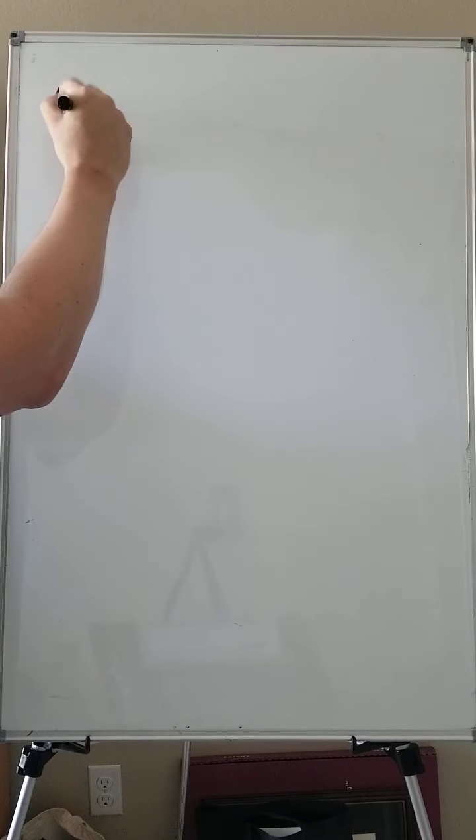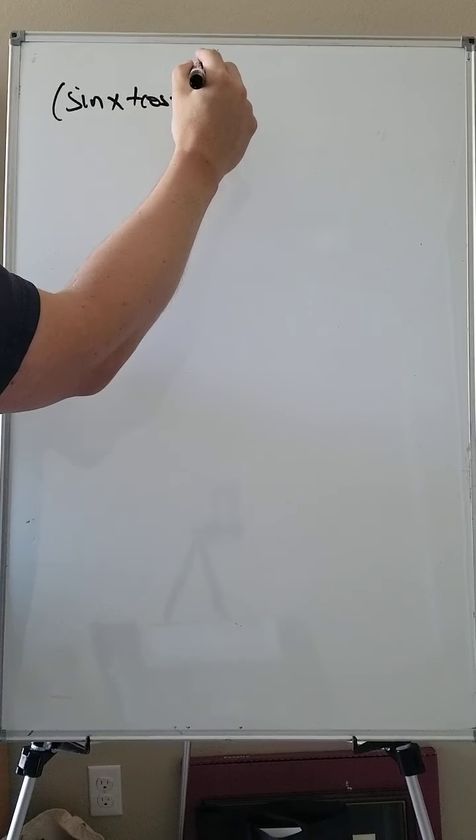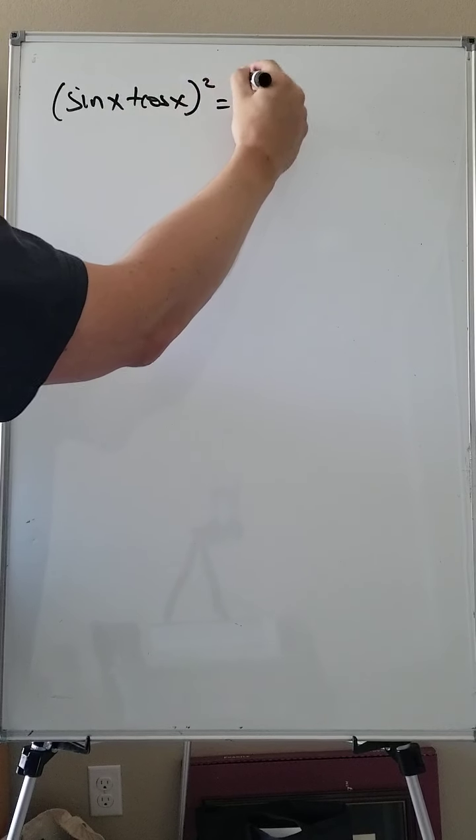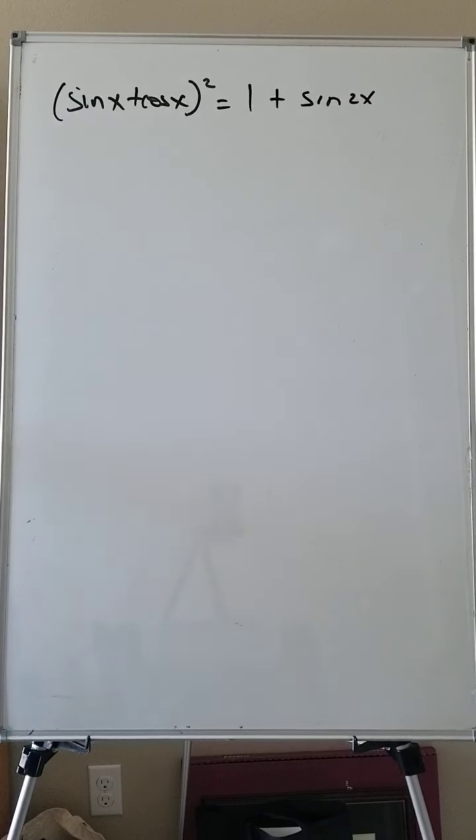Okay, so let's look at this next one. I have sine x plus cosine x squared, and that's supposed to be equal to 1 plus sine of 2x. So I got to pick a side to work with. I think the left-hand side looks better this time because I can square that binomial.